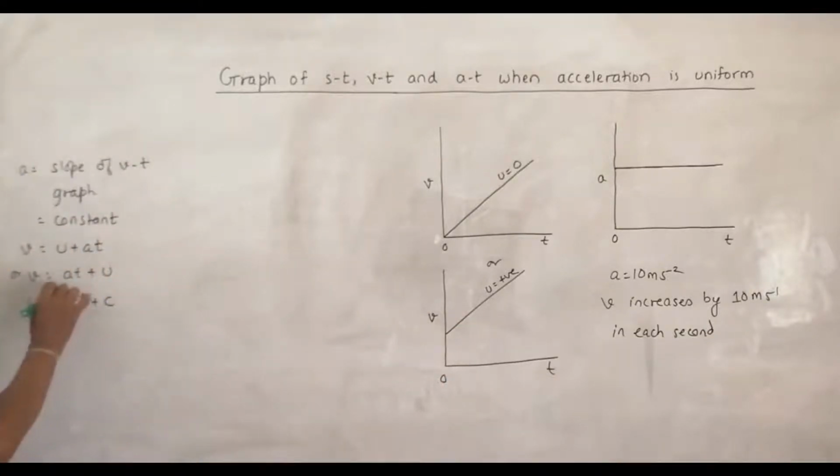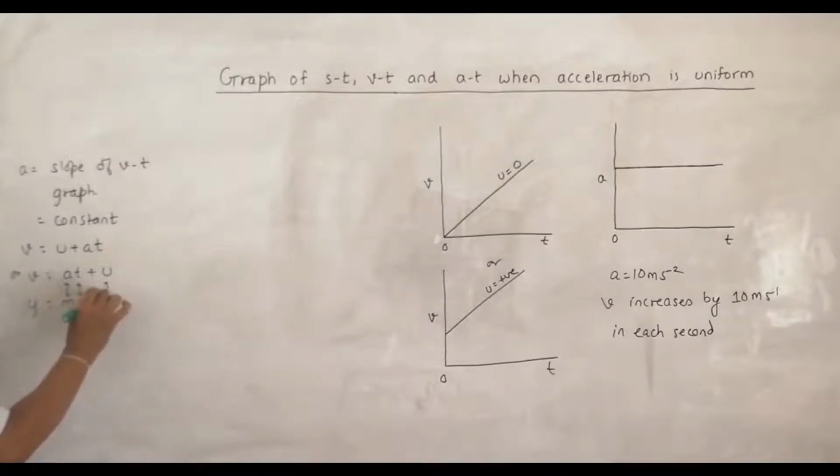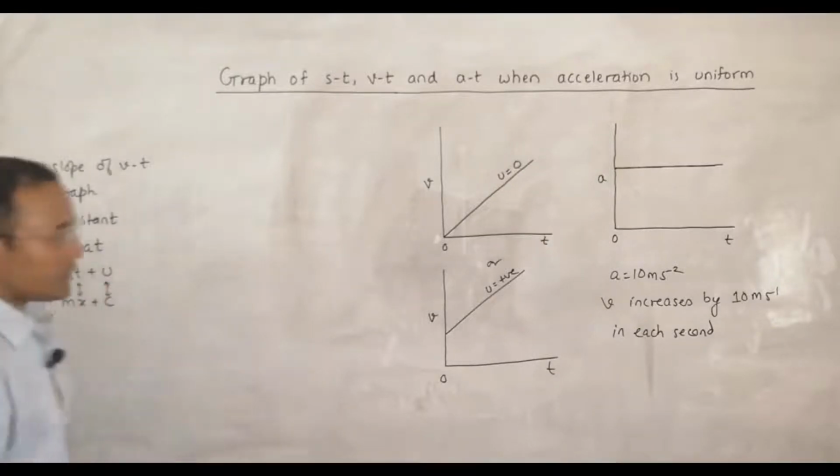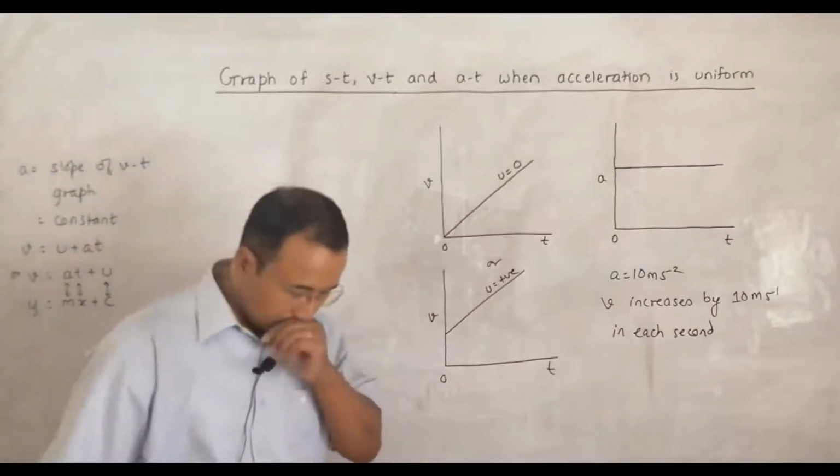This is the slope, which is constant. The time is on the x-axis, and this is the intercept. So I have got a positive intercept here.